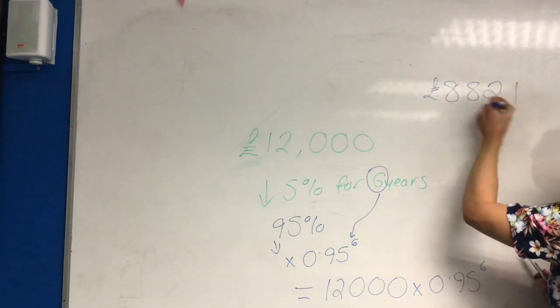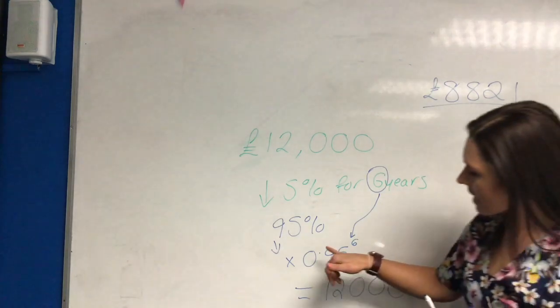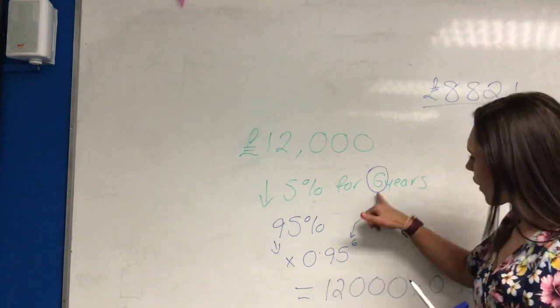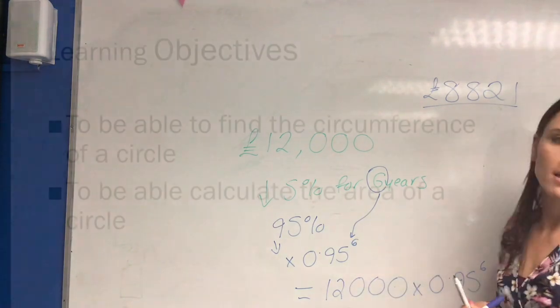8,821 pounds. So marks wise there, you would get a mark for getting the right multiplier, a mark for putting this 6 as the index, and then a mark for your final answer.